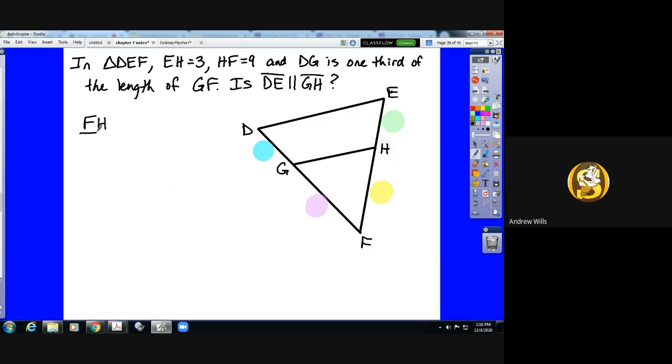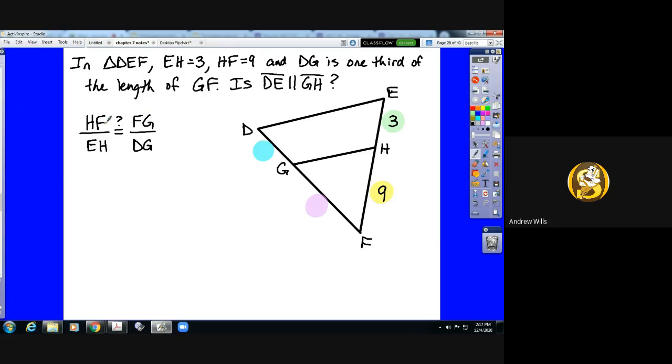FH is to EH as FG is to DG. Now, we do have enough information to check this proportion, and that's what we need to do. So we plug in what we know. EH is 3 units. HF is 9 units. Now, I suppose in theory that I should change this to HF instead of FH, but it doesn't really matter. It's the same thing. But the directions say HF, so let's make sure we're consistent.